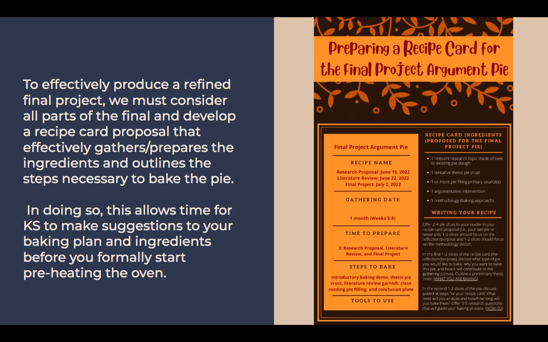And so to effectively produce a refined final project, we need to first consider all parts of the final, right? And develop a recipe card proposal or research proposal, as you will be doing this week, that effectively gathers and prepares the ingredients and outlines the steps necessary to bake the pie. Okay, so we're in the initial stages right now. In doing so, this allows time for me to make suggestions to your baking plan and ingredients before you formally start preheating the oven. So you want to think about your research proposal as your process of putting together your recipe card before you commit to the recipe and start baking, okay?